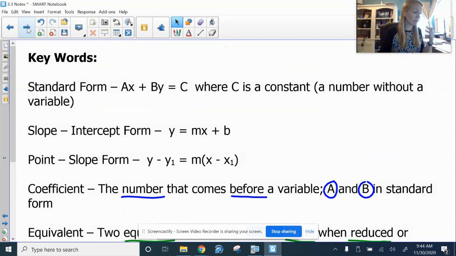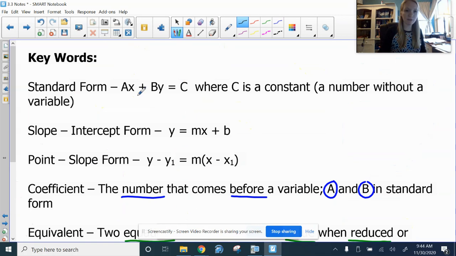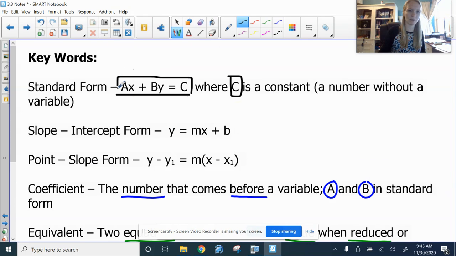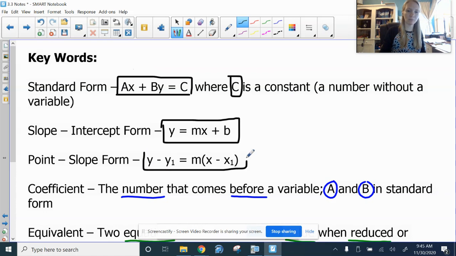So I have a little bit of vocab here for us to look at. You guys have standard form. It looks like this: ax plus by equals c, where c is just a constant, or a number without a variable. So these are the parts we're going to write in on our papers. We've seen slope-intercept form already, y equals mx plus b, and we've seen point-slope form as well.